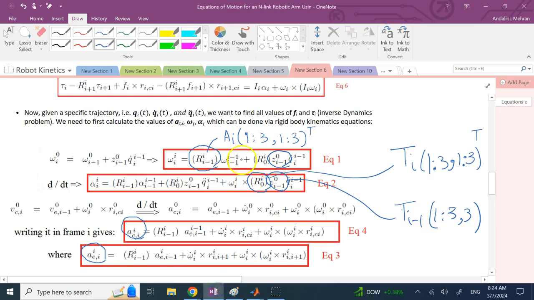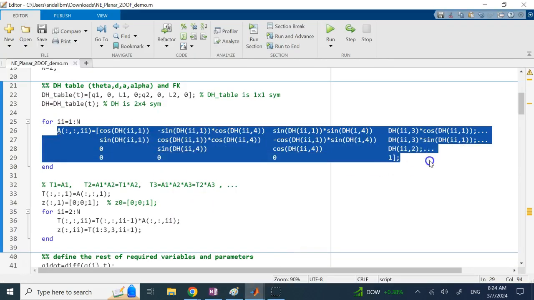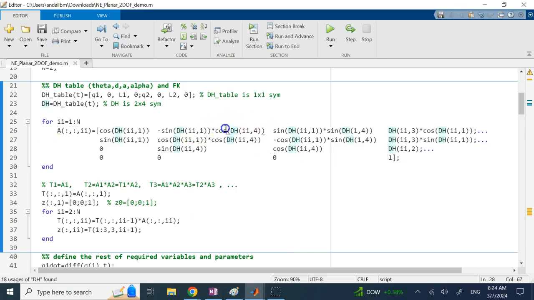So when I get those A matrices based on the DH formula, I need to access the elements of it. I need to access cosine. This is cosine of theta here. This element here is the theta, right? This is theta. This is alpha here. And so this one here is the A, and this one here is the D. So I need to access them row by row. So what did I do here?